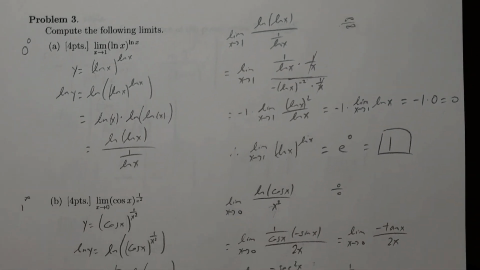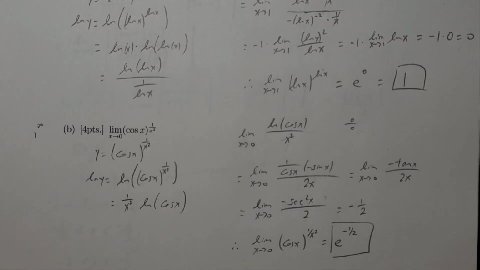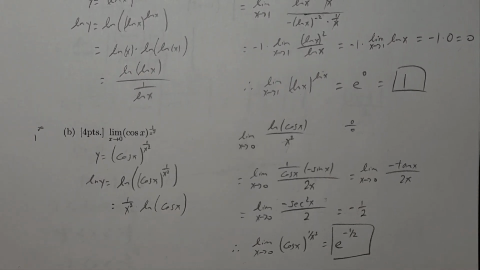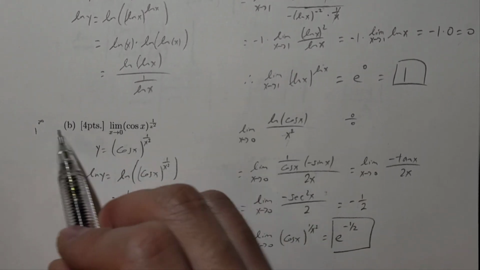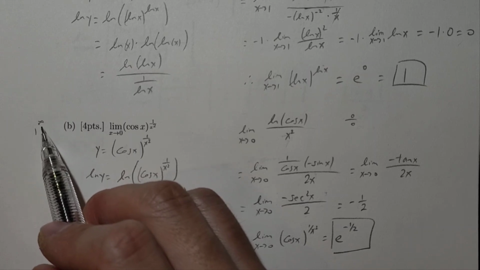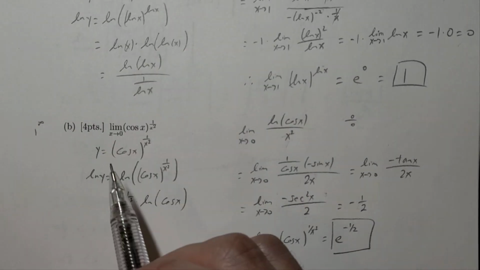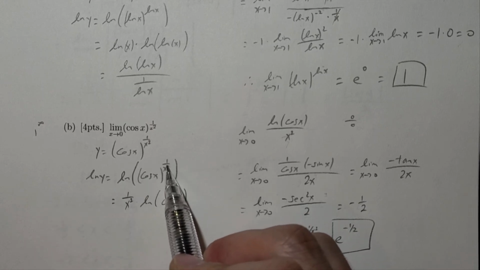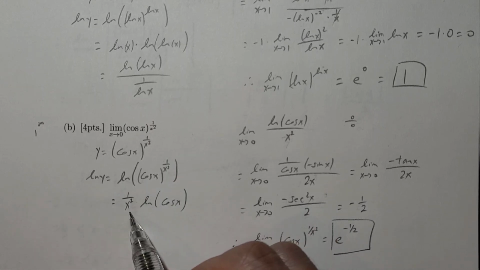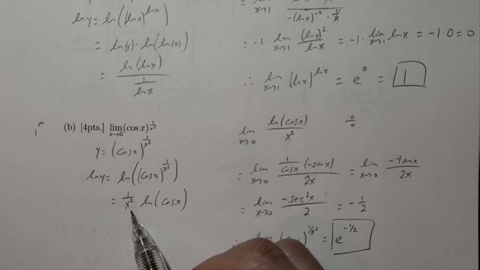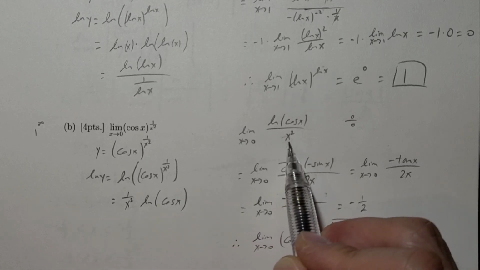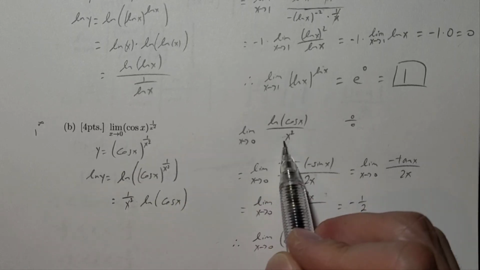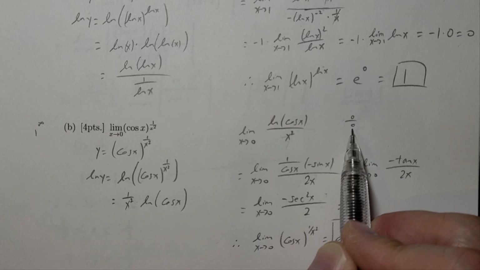Okay. Next one, limit as x approaches 0, cosine of x to the 1 over x squared power. If we plug in 0, you would get like 1 to the infinity, which is indeterminate again. So we use the same technique. We log both sides, and we use the property of logs, where you can move that power out in front. Now if we take the limit as x approaches 0, same limit over there, it's 0 over 0, so we can use L'Hopital's rule.